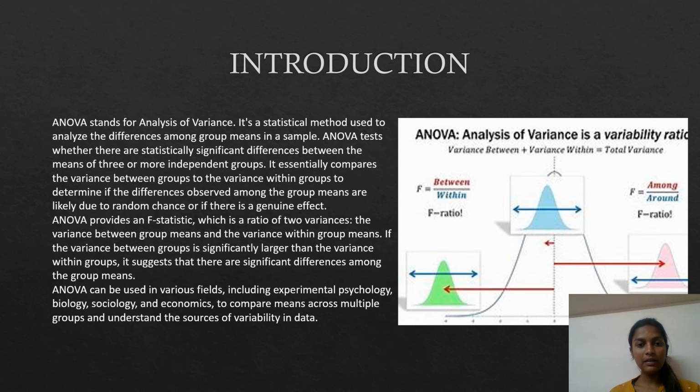ANOVA tests whether there are statistically significant differences between the means of three or more independent groups. It essentially compares the variance between the groups to the variance within groups to determine if the differences observed among the group means are likely due to random chance or if there is a genuine effect.